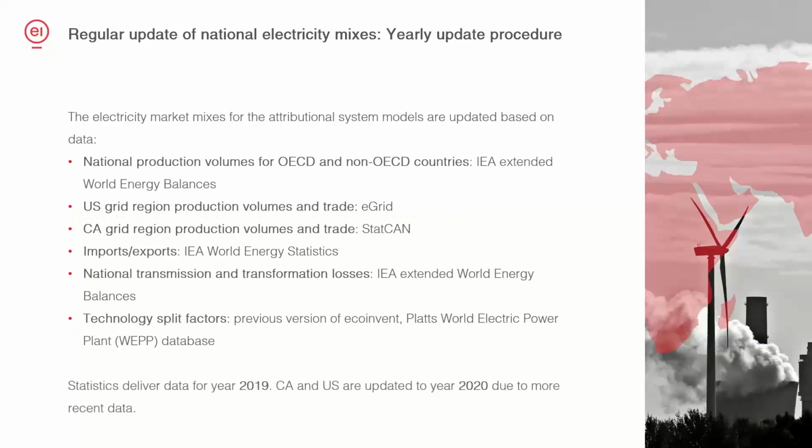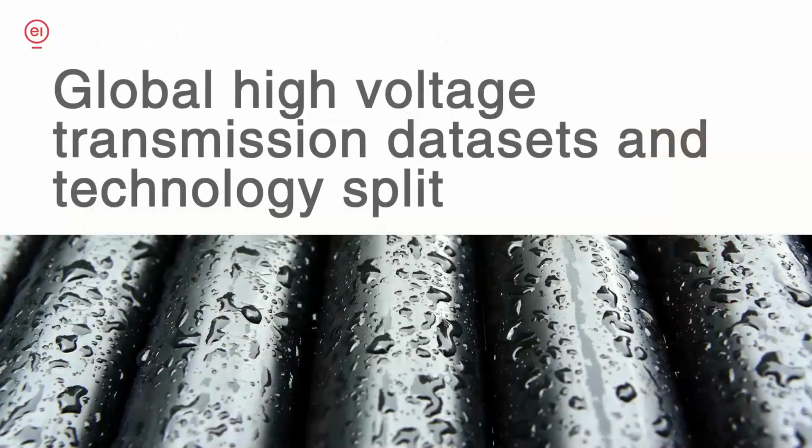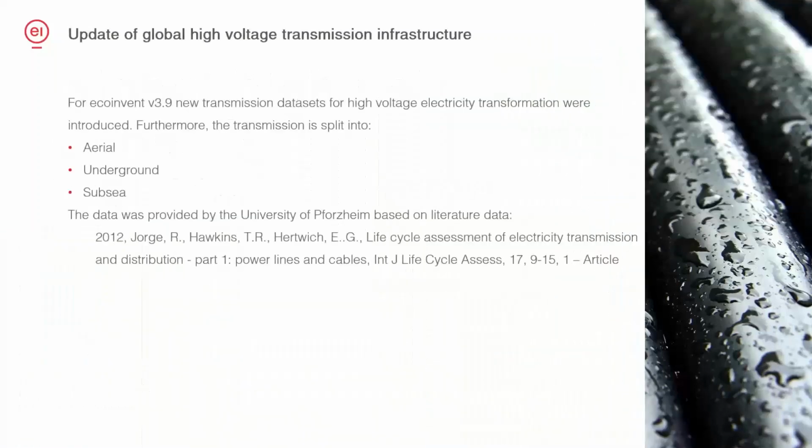For version 3.9 of the ecoinvent database, the IEA statistics deliver market shares and data for the year 2019, from eGrid, and StatCan data from 2020 was available at the date of data assembly. Supplementing the overall electricity markets, we updated datasets and values for high voltage transmission datasets. The University of Pforzheim provided us with datasets based on the shown publication here.